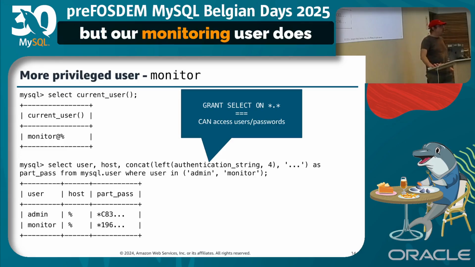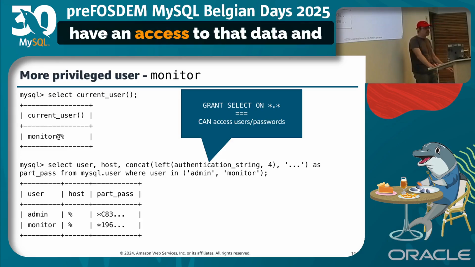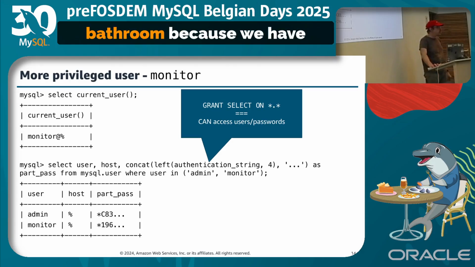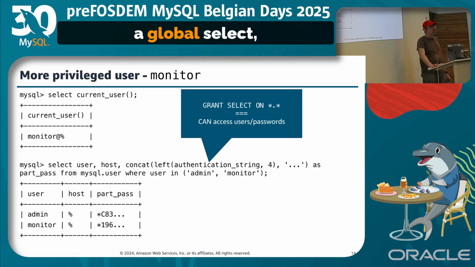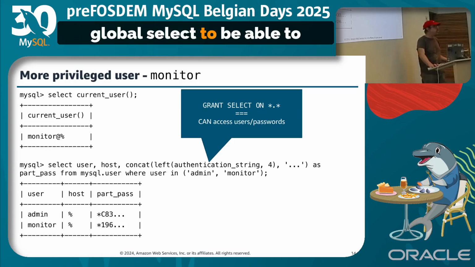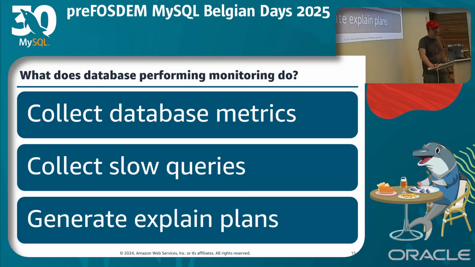But our monitoring user does have access to that database and can retrieve the password hashes because we have a global select. And actually, this is expected from the monitoring user: to have a global select to be able to retrieve metrics or metadata from other databases.